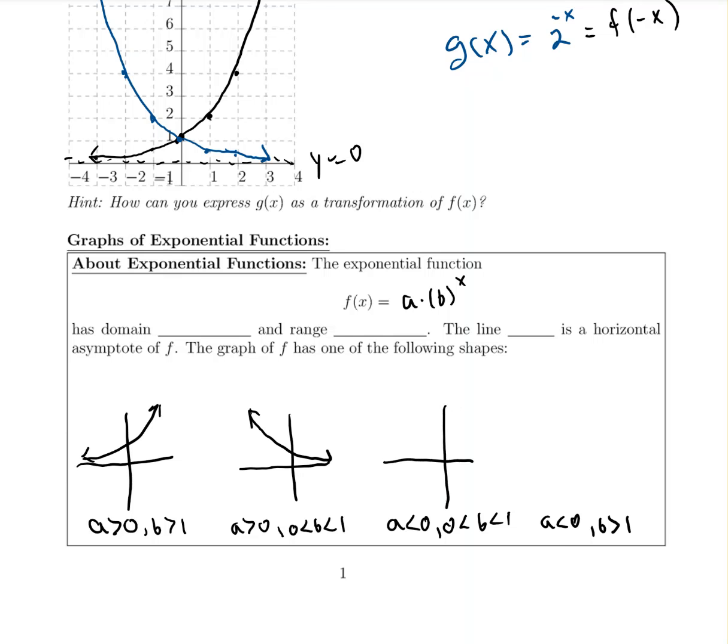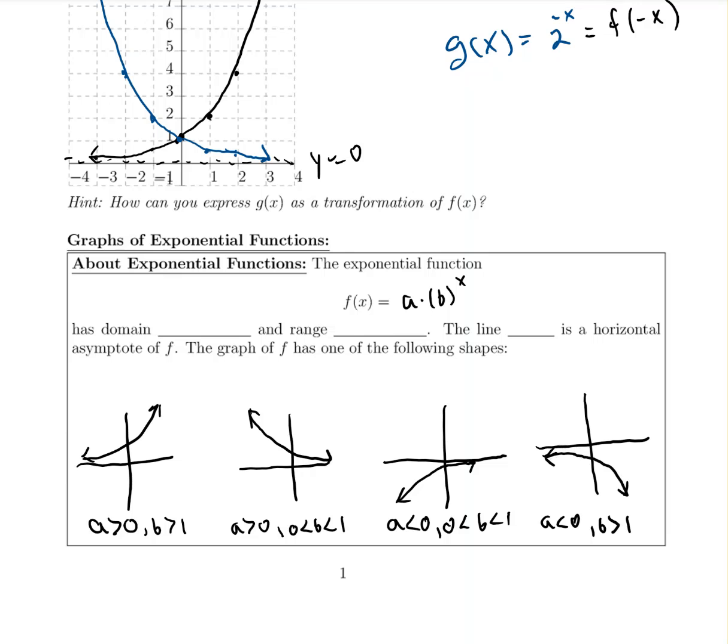So that means when a is negative and b is between 0 and 1, we're just flipping this second picture over the x-axis too. So you're going to get something like this. And then finally, if I make a negative and b being bigger than 1, you are going to end up with a picture that looks roughly like this.